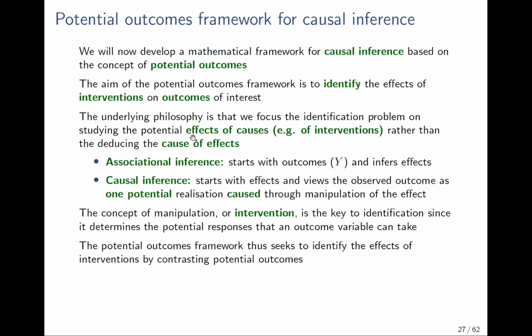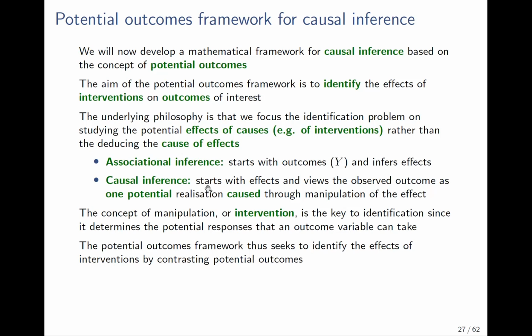Well, the distinction that's being made here is between associational inference and causal inference. And the argument is that when we conduct associational inference, we start with the outcome of interest, that's Y, and we there try and infer effects on that outcome. So, we've looked at regression models in this course, where we build a model that tries to determine or predict how Y is determined by a number of possible effects. But the starting point is to try and explain why, so to speak.